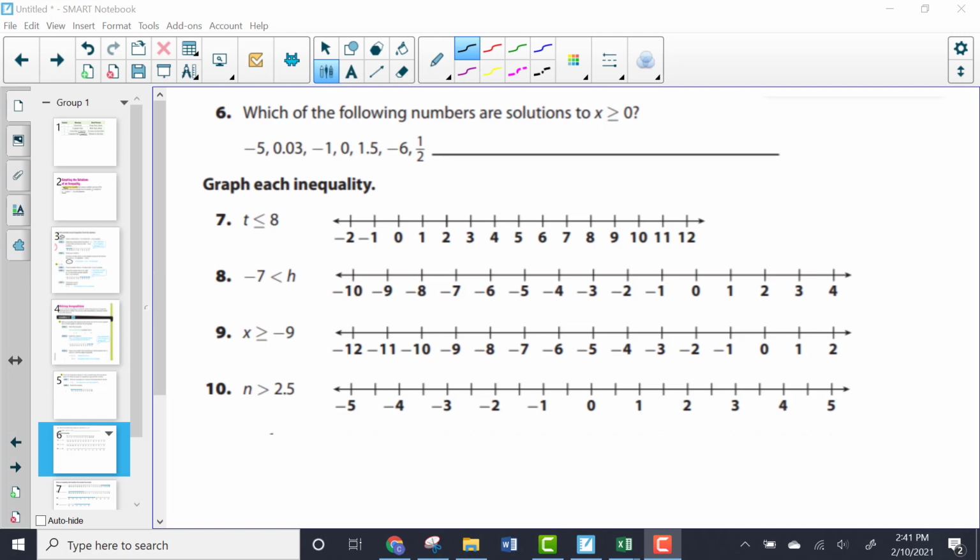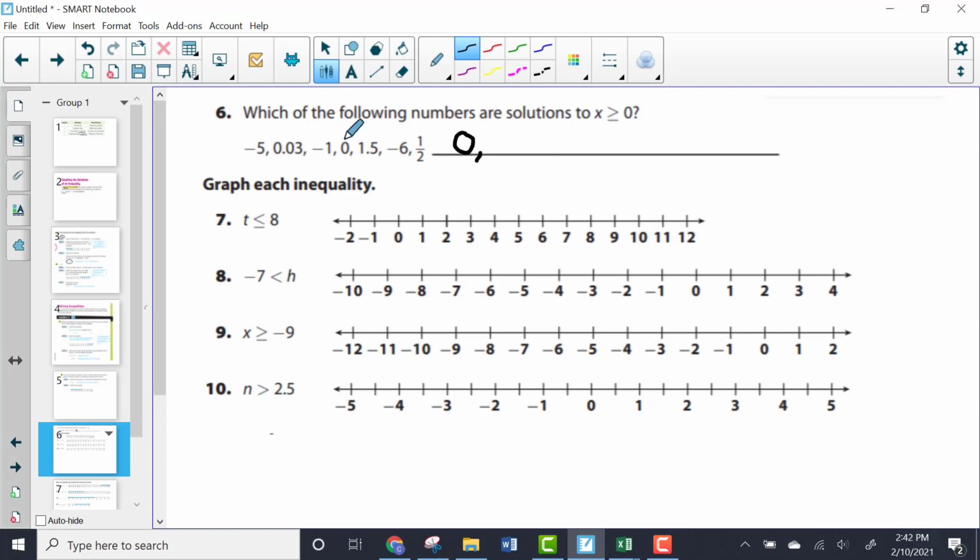So let's take a look at some of these examples here. These examples are on page 323 in your Go Math book. For number 6, it says, which of the following numbers are solutions to x is greater than or equal to 0? They're just asking which of these would be a solution. For this we have 0. Why is that? Because it's equal to 0.